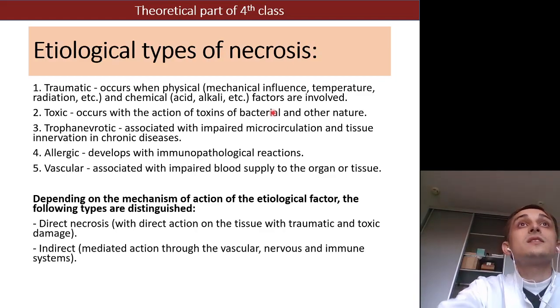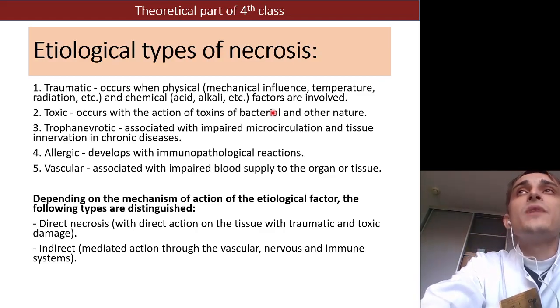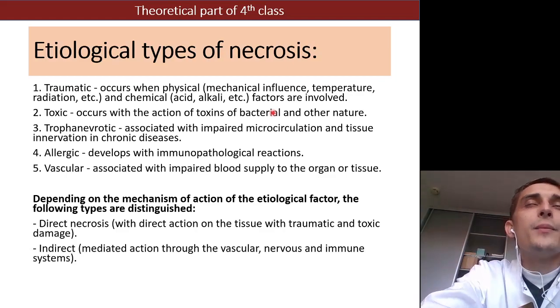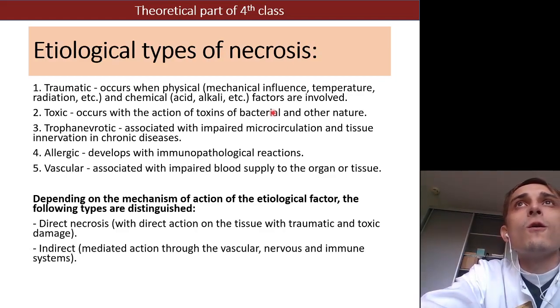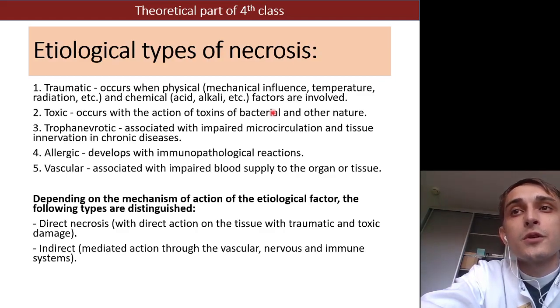And the vascular type of necrosis is one of the most important for us because we may see a lot of ischemic heart diseases, for example, and all of them are associated with blockage of arteries or decrease of arterial supply to an organ, and we may see formation of necrotic areas in these organs. So vascular type necrosis or infarction is really important for your medical life, because you will have a lot of different cases with this type of necrosis.